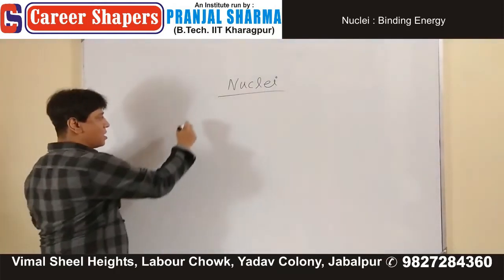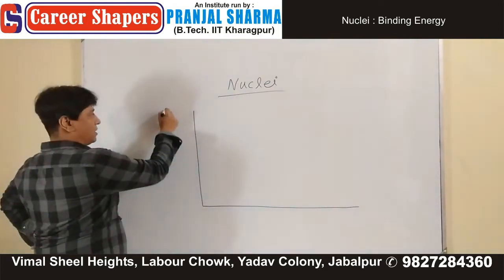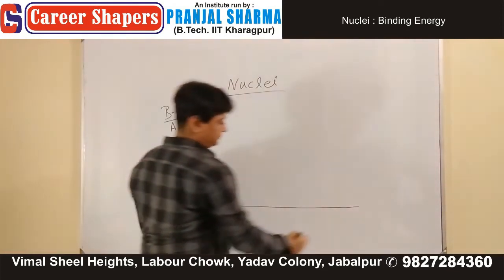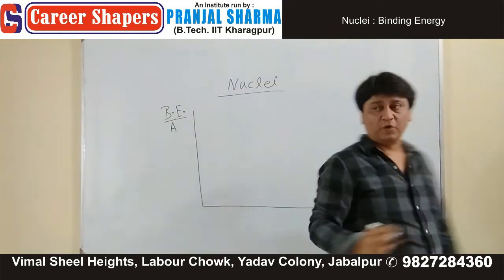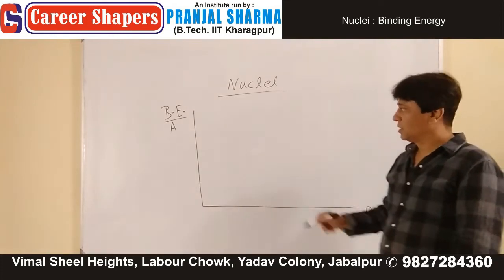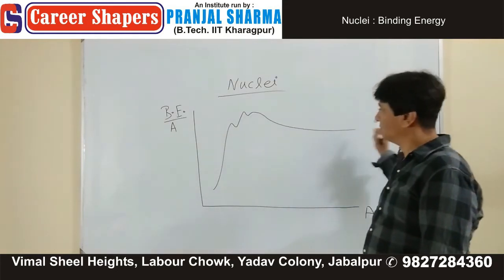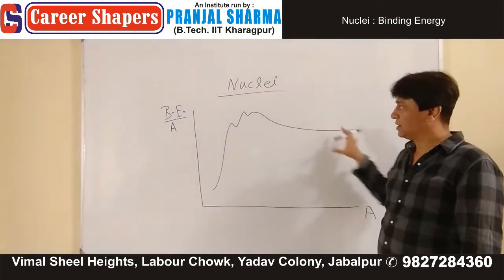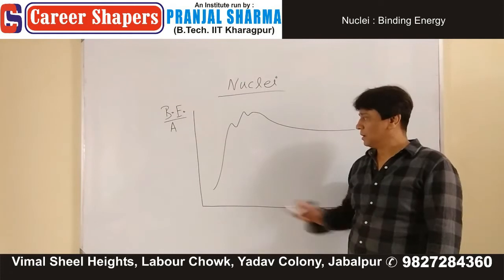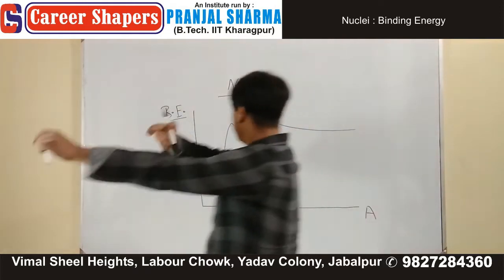Now, when the graph of binding energy per nucleon versus mass number A, or total number of nucleons, is plotted, it looks like this. This is the shape of binding energy per nucleon. This shape tells us what?